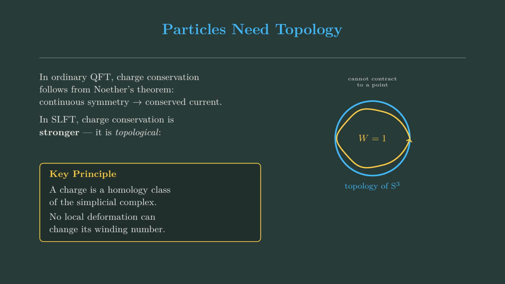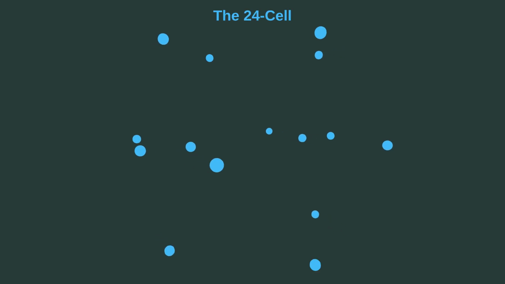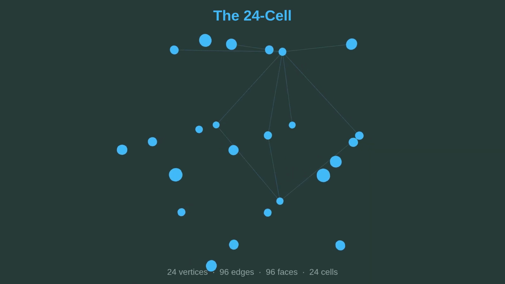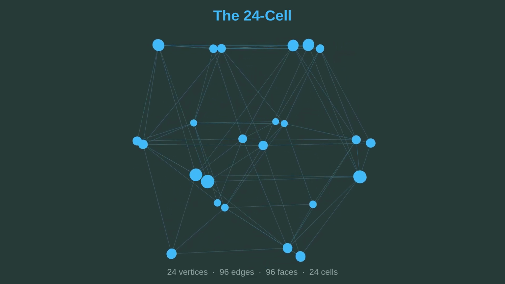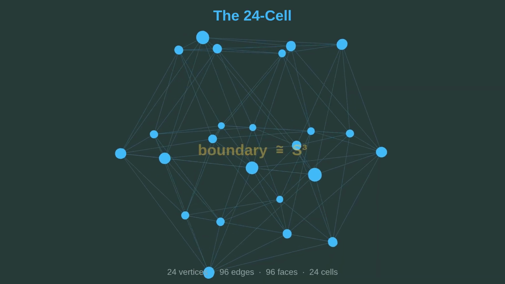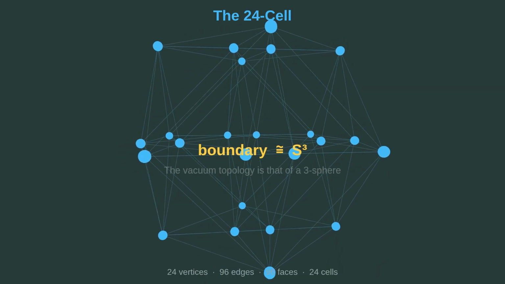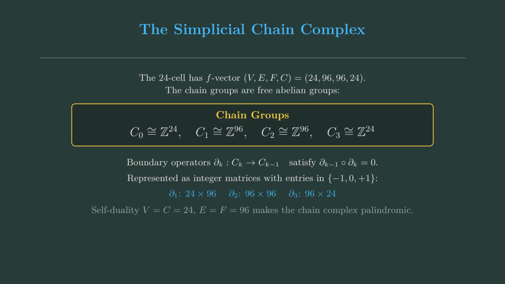Why topology? Because a stable particle must be a configuration that cannot be continuously deformed to nothing. The integer that counts how many times it wraps around a non-contractible cycle is the winding number, and it cannot change under any smooth deformation. The key fact: the boundary of the 24-cell is homeomorphic to the 3-sphere. The topology is exactly that of S3. Every cycle on this complex either bounds a surface, or it doesn't. Those that don't are topologically protected. Those are the particles.